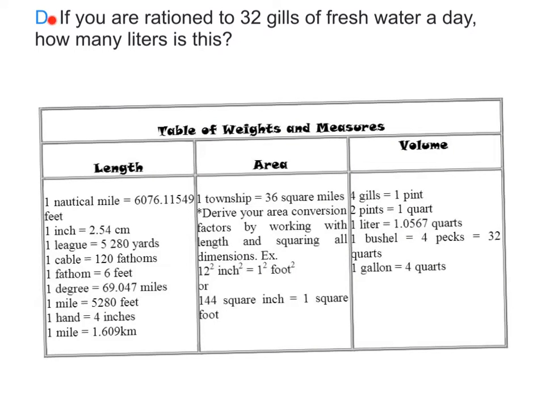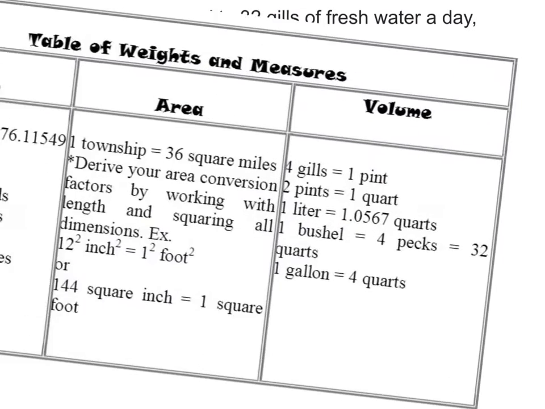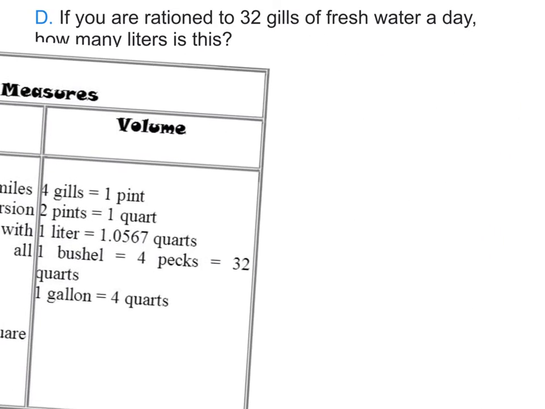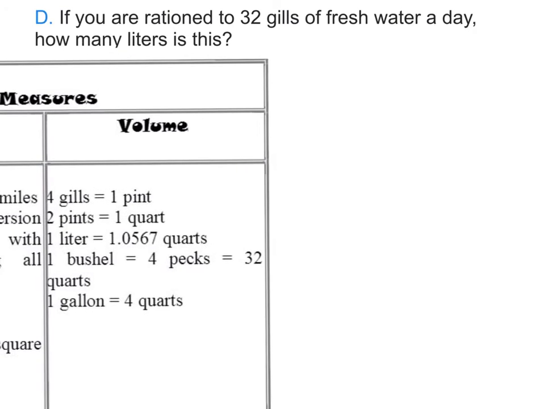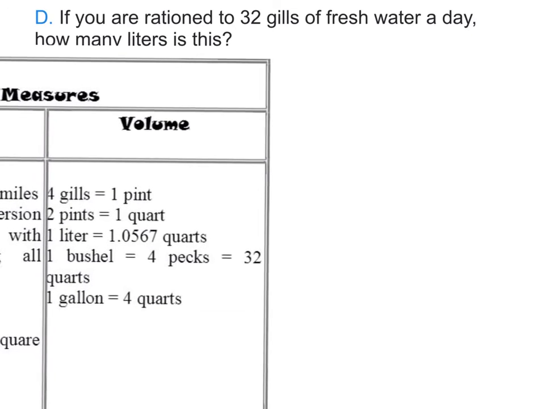Let's take a look at D. If you are rationed 32 gills of fresh water a day, how many liters is this? So we're going to be going from gills to liters, and when we reference our table, we're not going to be using length or area. Obviously, we're going to be using volume. So let's highlight that a little bit. And how are we going to get to liters from gills?